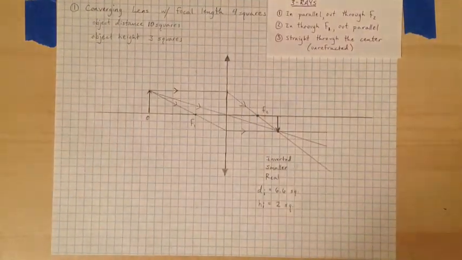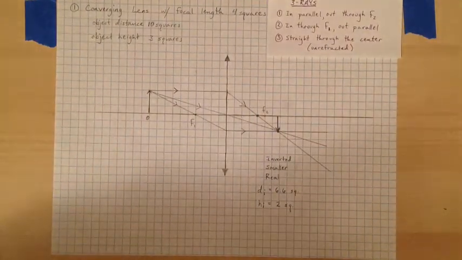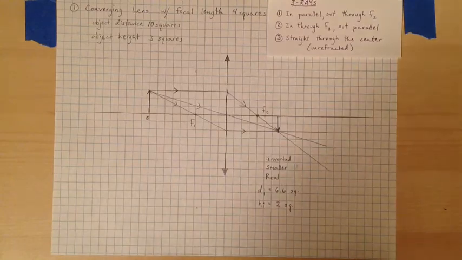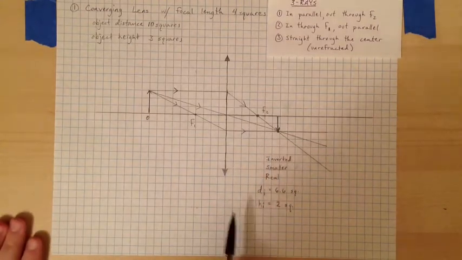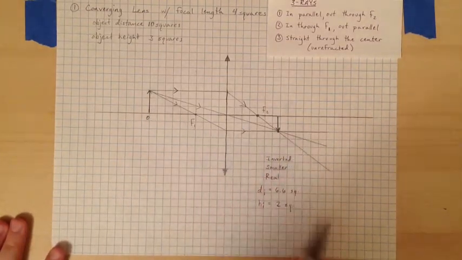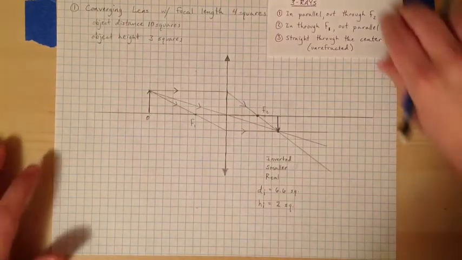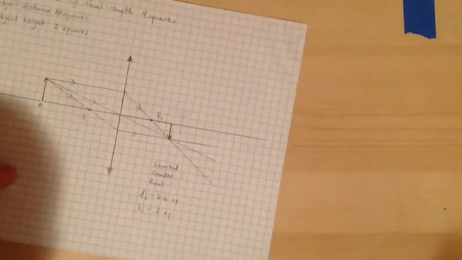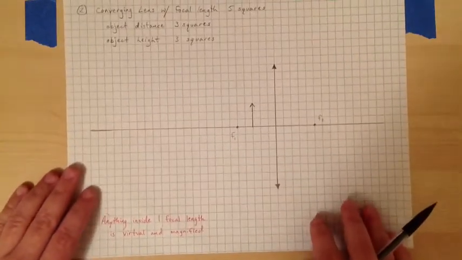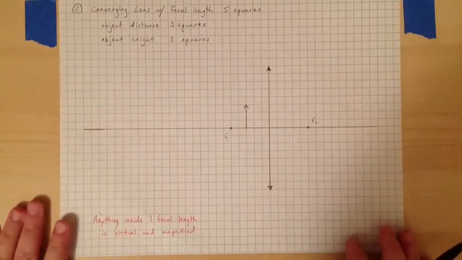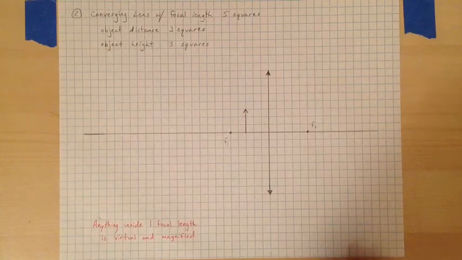Okay, so that's how our ray diagrams, every single one will be drawn that way. In parallel, out through F2. In through F1, out parallel. And then the third one just straight through the center. Okay, so let's do another example and see what happens if the converging lens is close to my object.